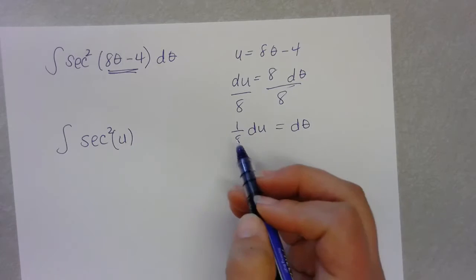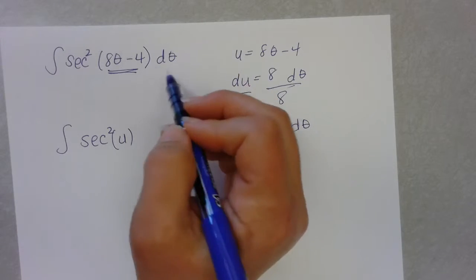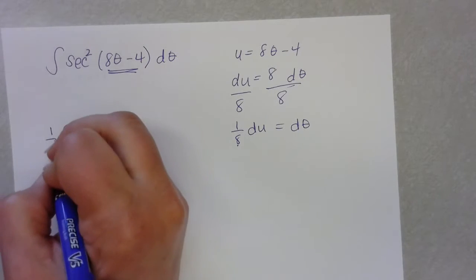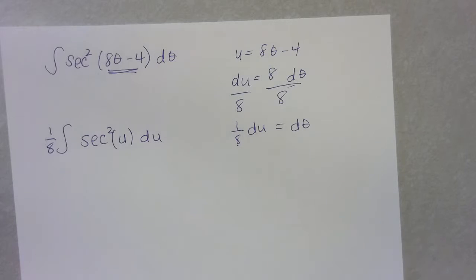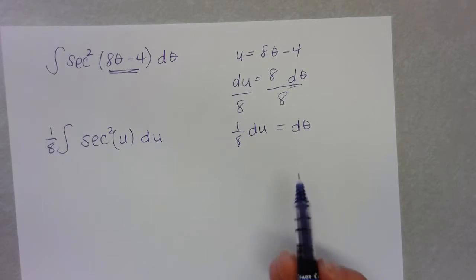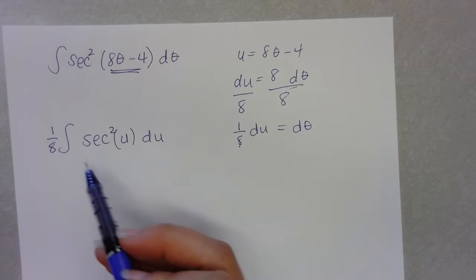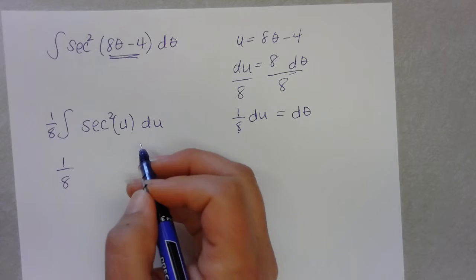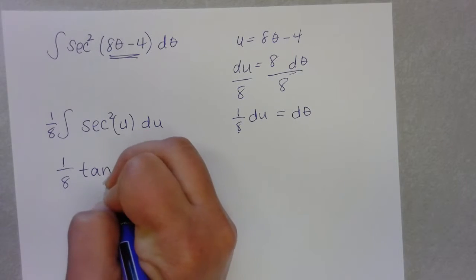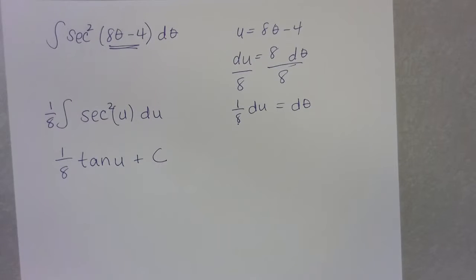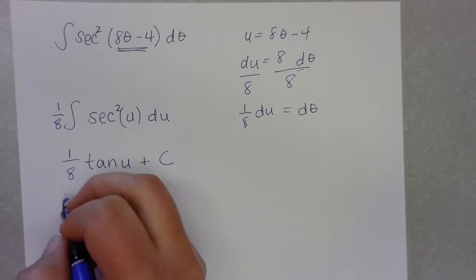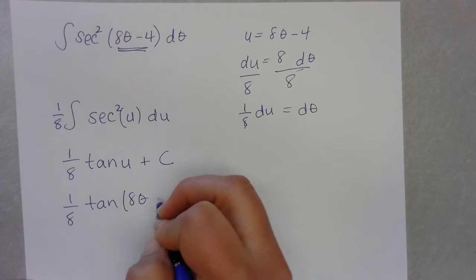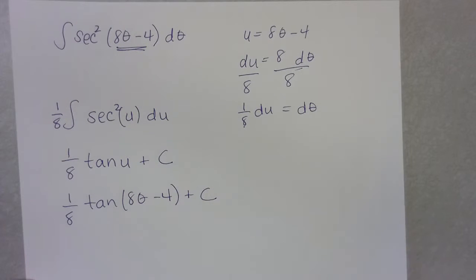And so I'm going to put in my 1/8 du, swapping it out for this d theta. And the constant can go right on the outside. So I'm going to put the constant out here and put my du here. It's all multiplication, so it doesn't have to be together. It can be wherever I want it to be. And that's how I kind of want it right there. Okay, so now I know that the antiderivative of secant squared is tangent. So I have 1/8 tangent of u plus c. And then I just put my u back in. So I have 1/8 tangent of 8 theta minus 4 plus c.